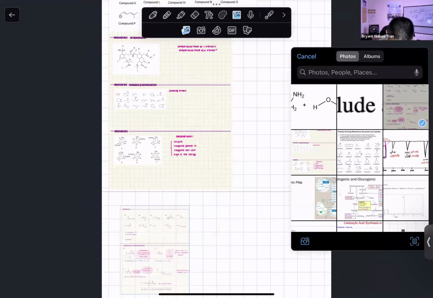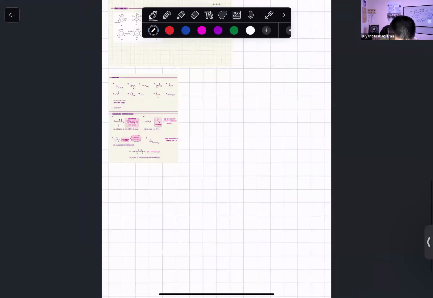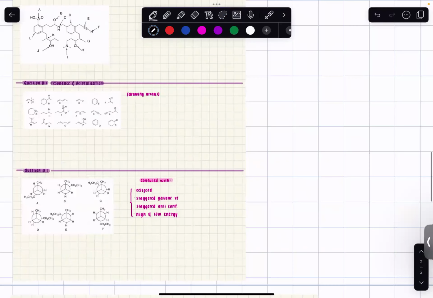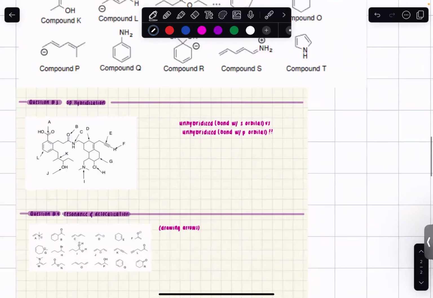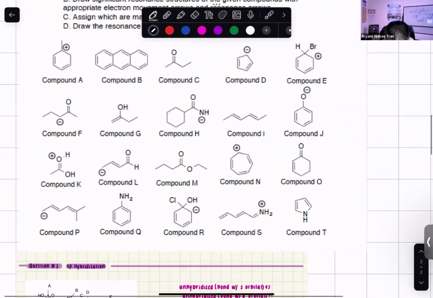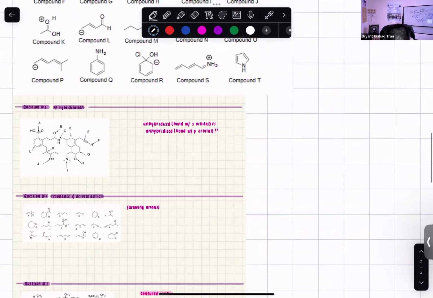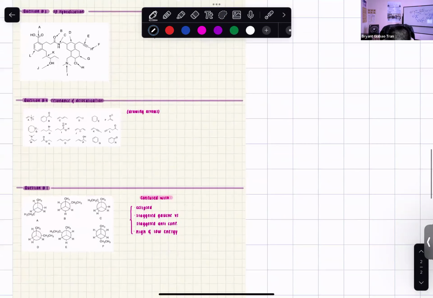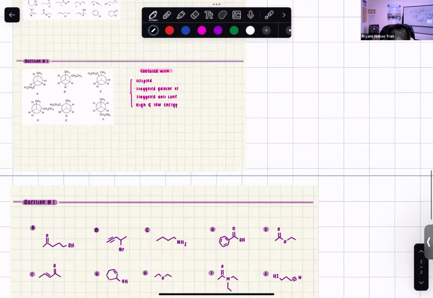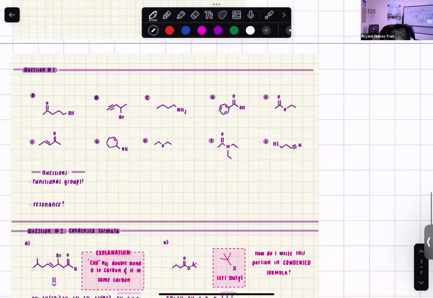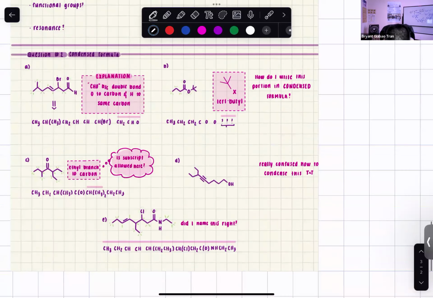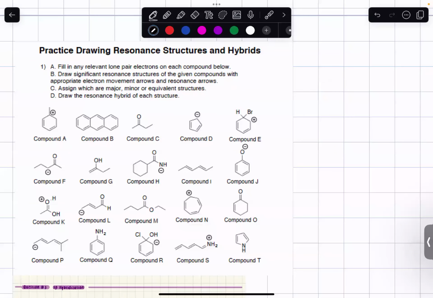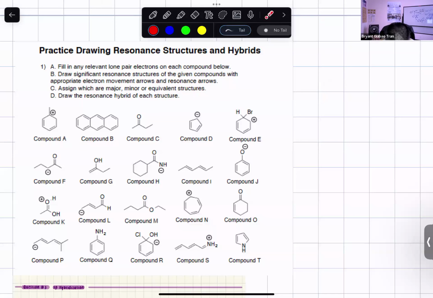And this one. Oh, I see. Hybridization, drawing arrows, Newman projection, resonance groups, explanation. Okay, let's start with this one here that you sent.